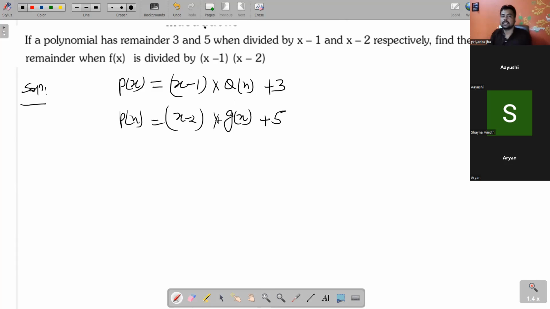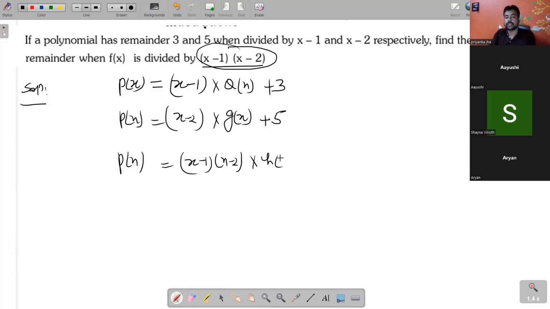Okay. Now we do not need these equations. See, find the remainder when f(x) is divided by this into this. Initially, suppose we divide any number by 2, we get some remainder. We divide any number by 3, we get some other remainder. And now we'll divide the same number by 2 into 3, means 6. Then what remainder will we get? The question is asking that. Now, if this polynomial is divided by this divisor, it can be written as some other quotient, h(x) assume, and remainder I don't know. So you have to find the remainder, right?